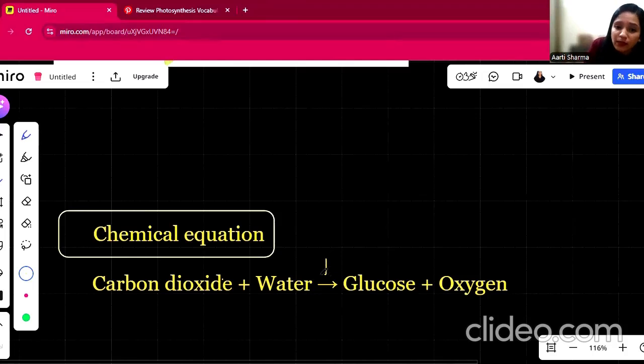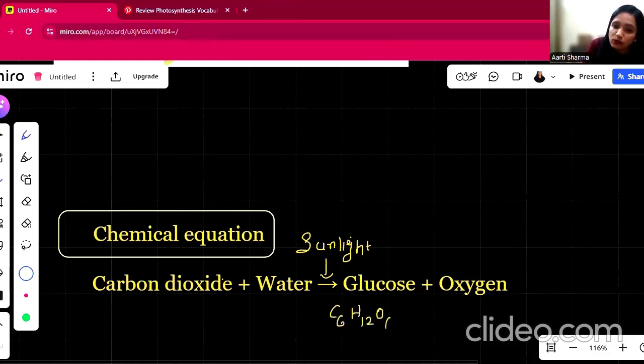Got it? Somewhere here, they will have sunlight. Without sunlight, this process is impossible for plants. Got it? So they need carbon dioxide, they need water, they need sunlight. And in this process, they form glucose, which is C6H12O6. This is the chemical formula of glucose.